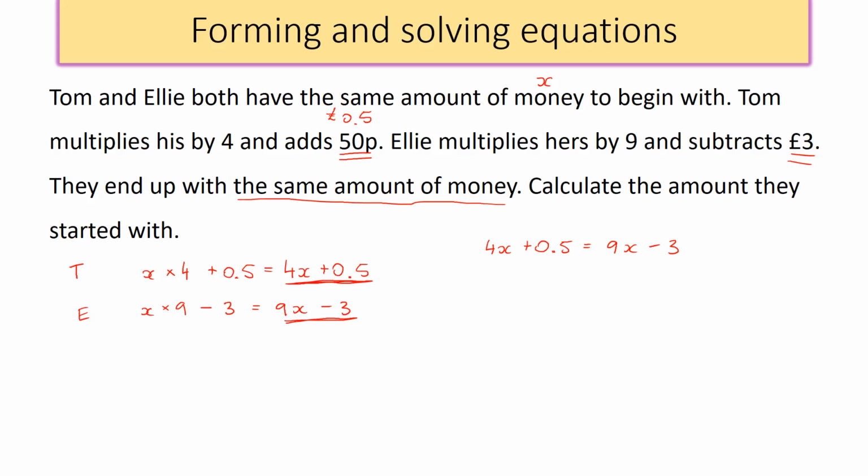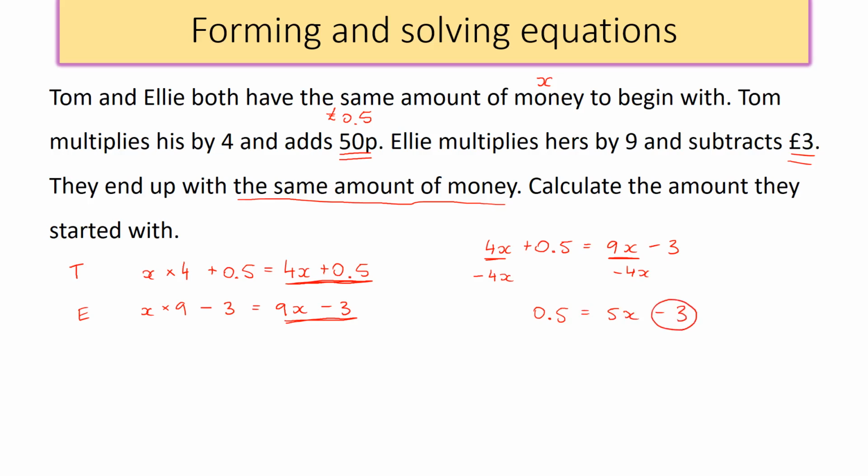So we have an equation with unknowns on both sides. So we want to now solve it. Now I have 4x on the left side and 9x on the right side. Because 9x is bigger, I'm going to keep the x's on the right hand side. So I'm going to take away 4x from the left hand side, but I need to do the same to the right hand side. So I'll have only 0.5 left here, and then 5x take away 3.